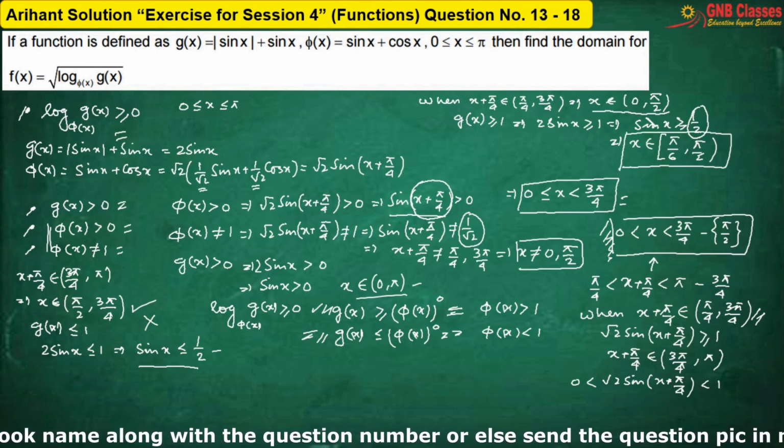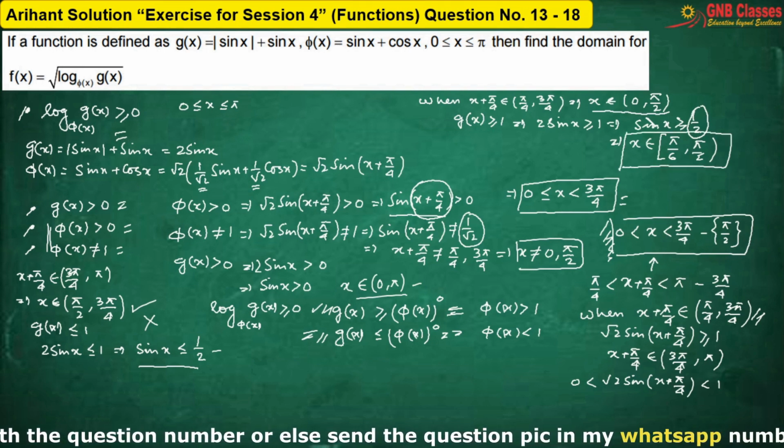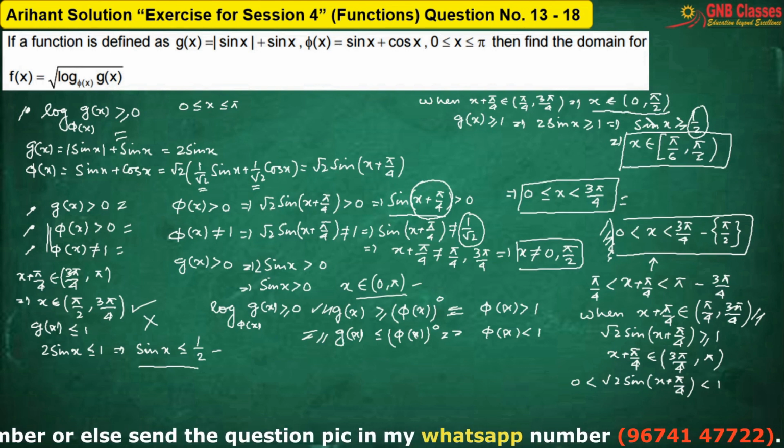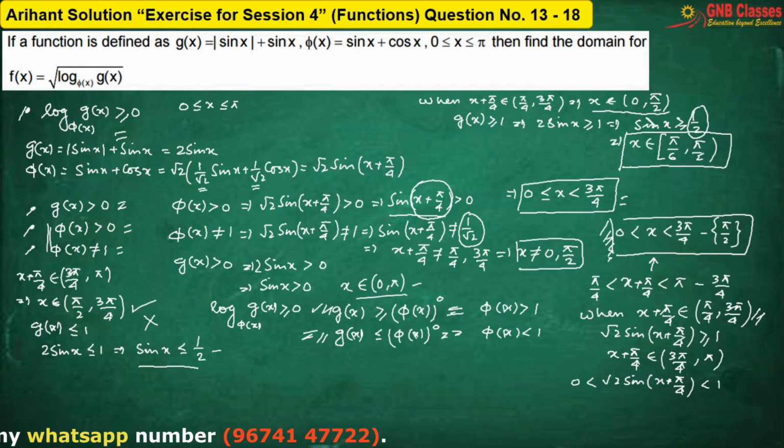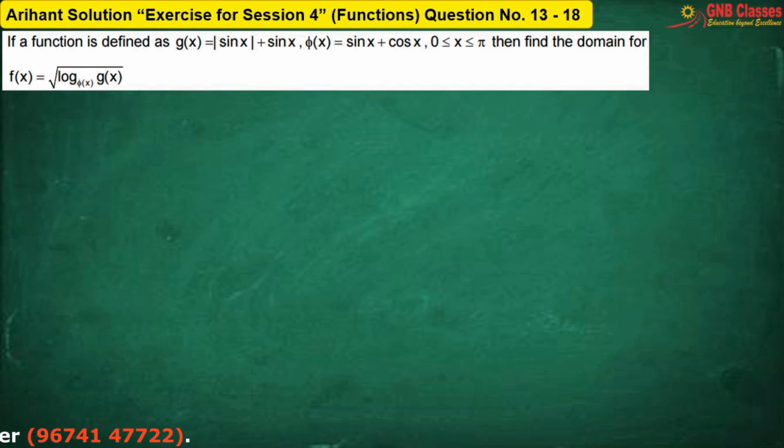Therefore, the required domain for this function is closed pi by 6 to pi by 2. Have you understood this problem? Absolutely. Okay, let us move to the next problem.